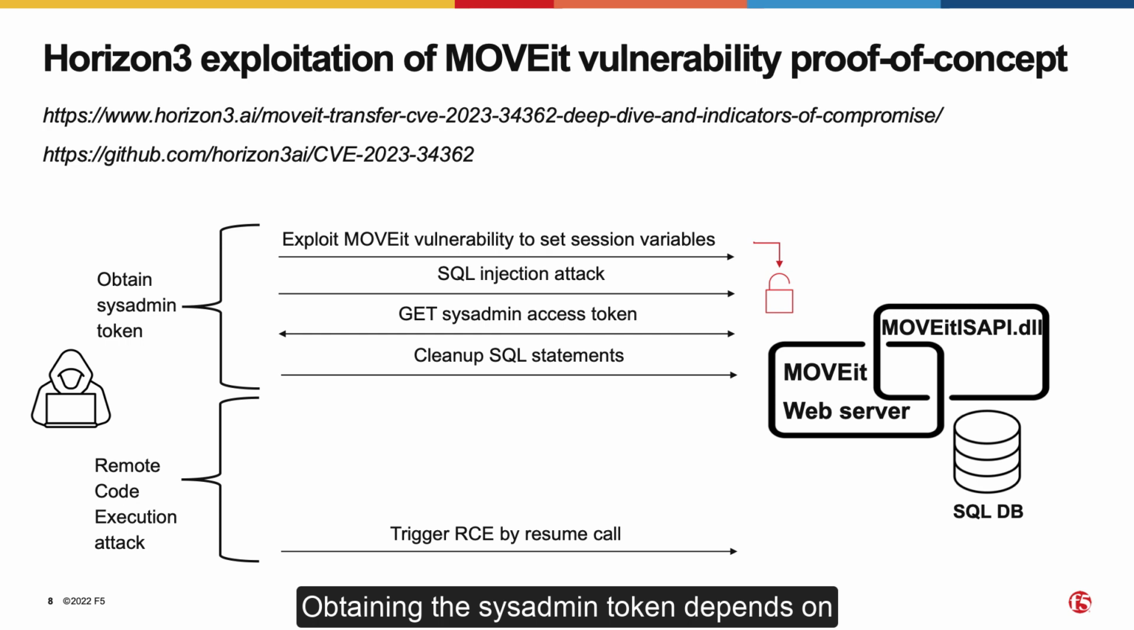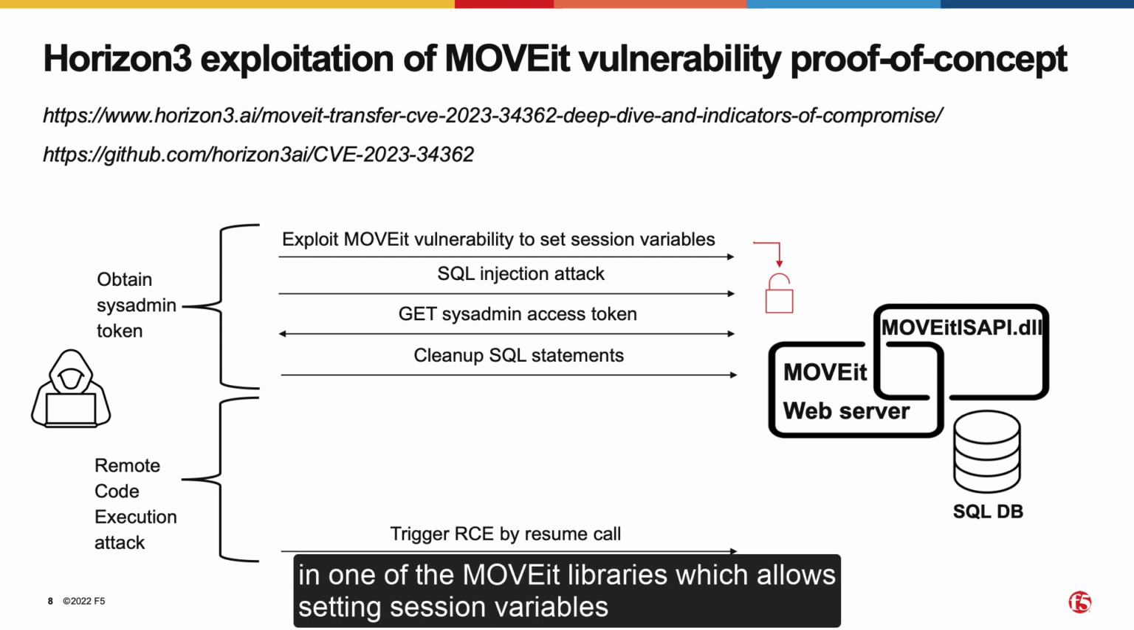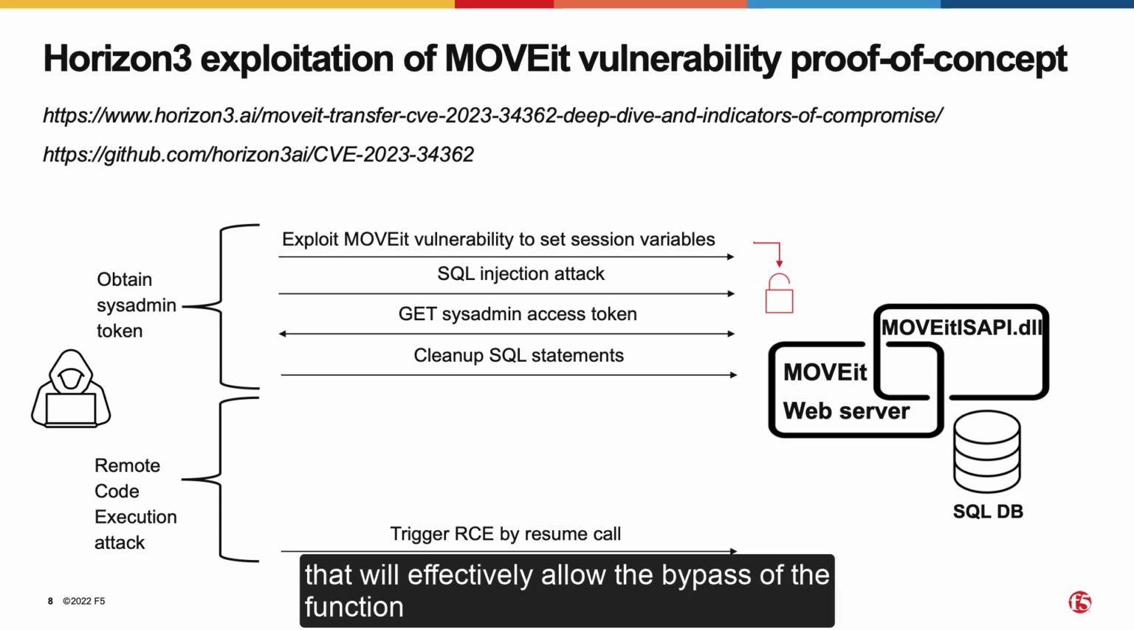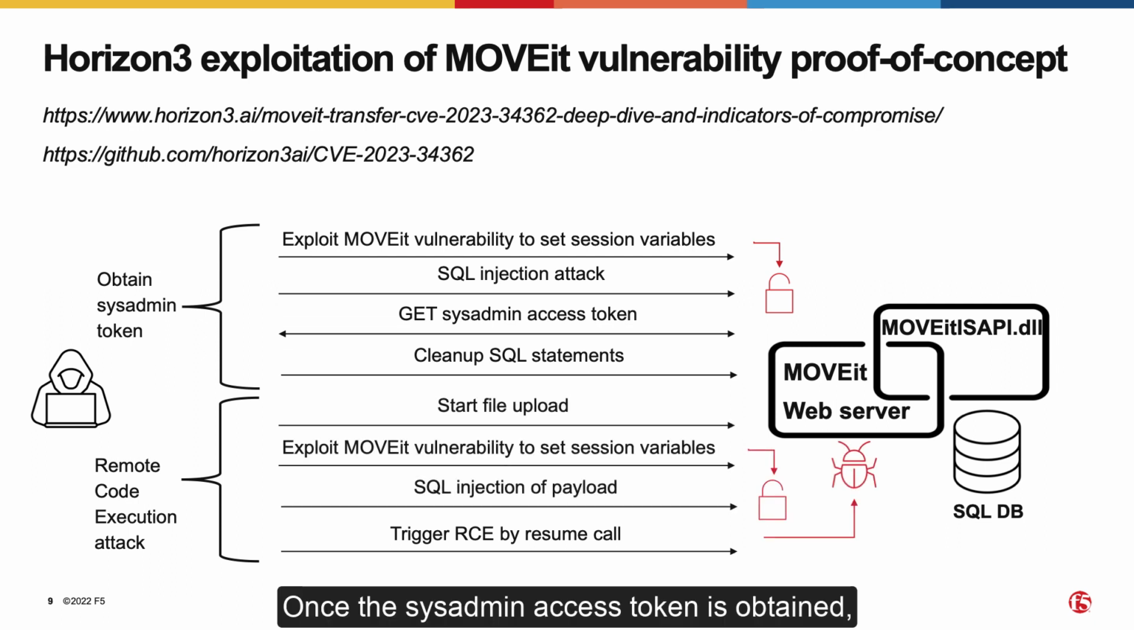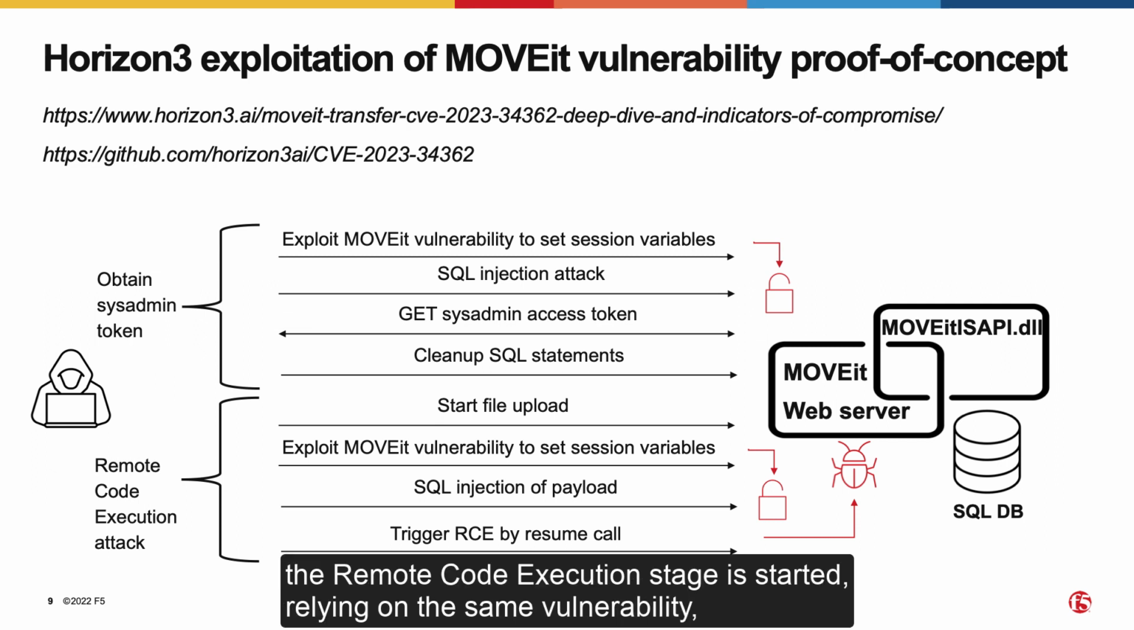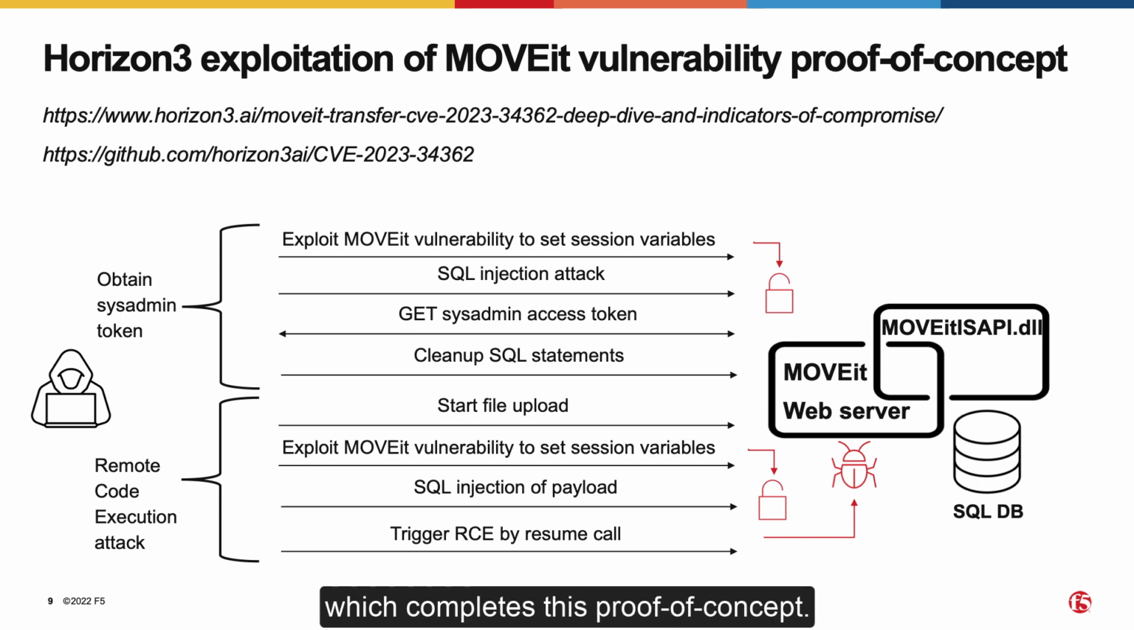Obtaining the sysadmin token depends on successfully performing an SQL injection attack, which is facilitated in turn by a vulnerability in one of the MOVEit libraries, which allows setting session variables that will effectively allow the bypass of the function assuring the neutralization of special elements used in an SQL command. Once the sysadmin access token is obtained, the remote code execution stage is started, relying on the same vulnerability, which completes this proof of concept.